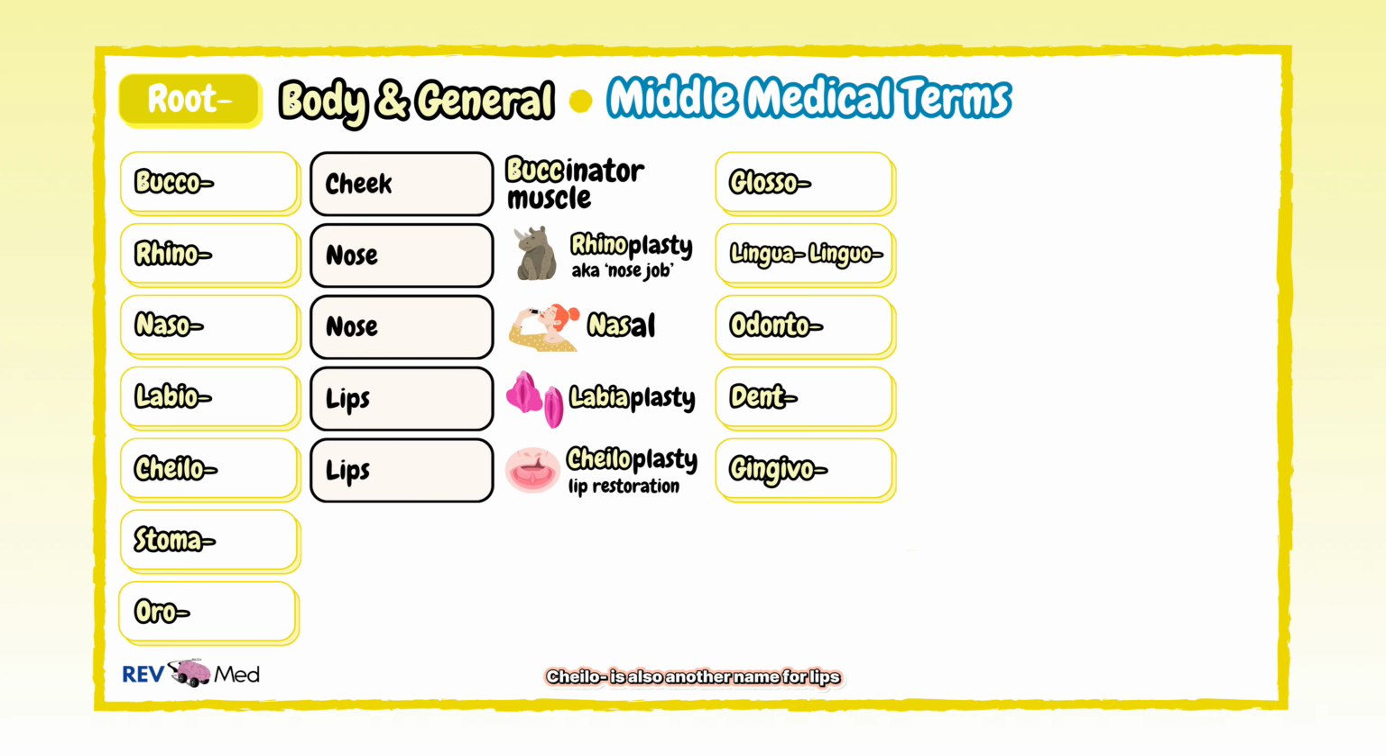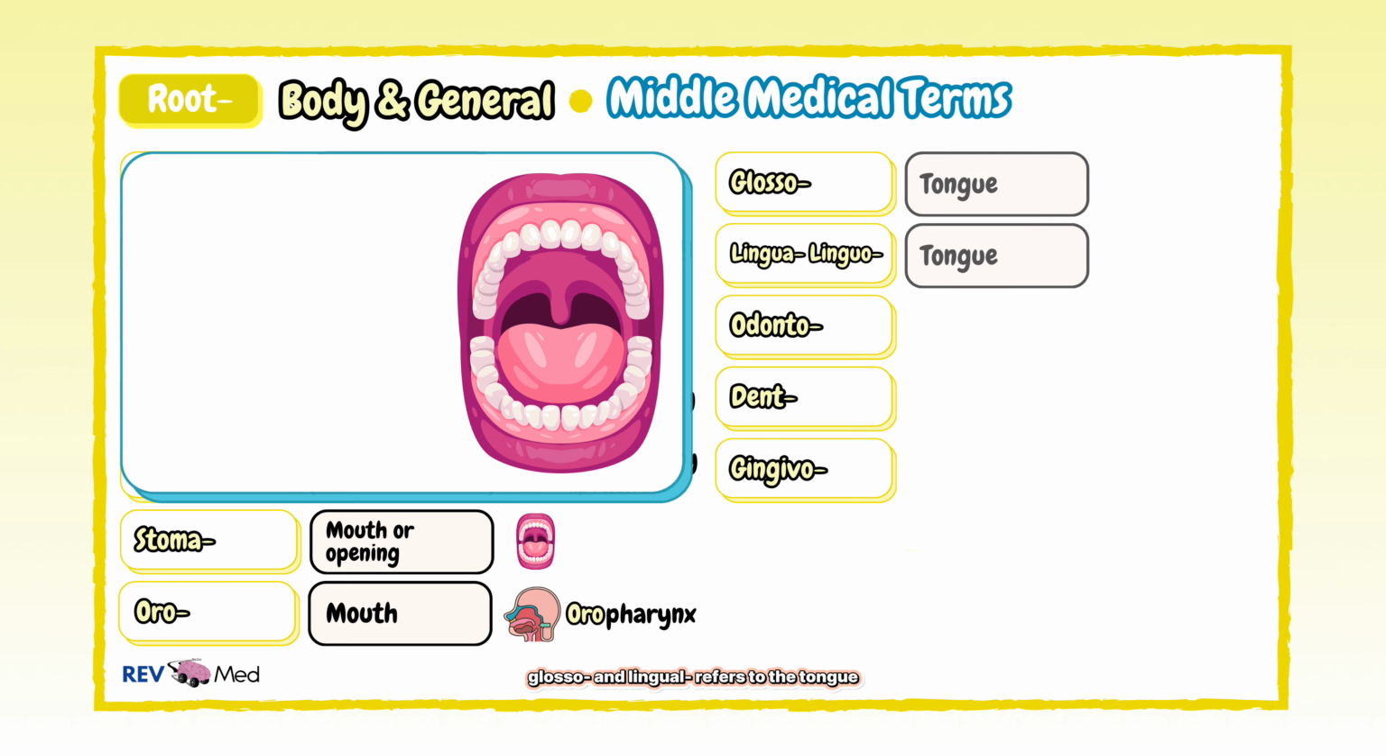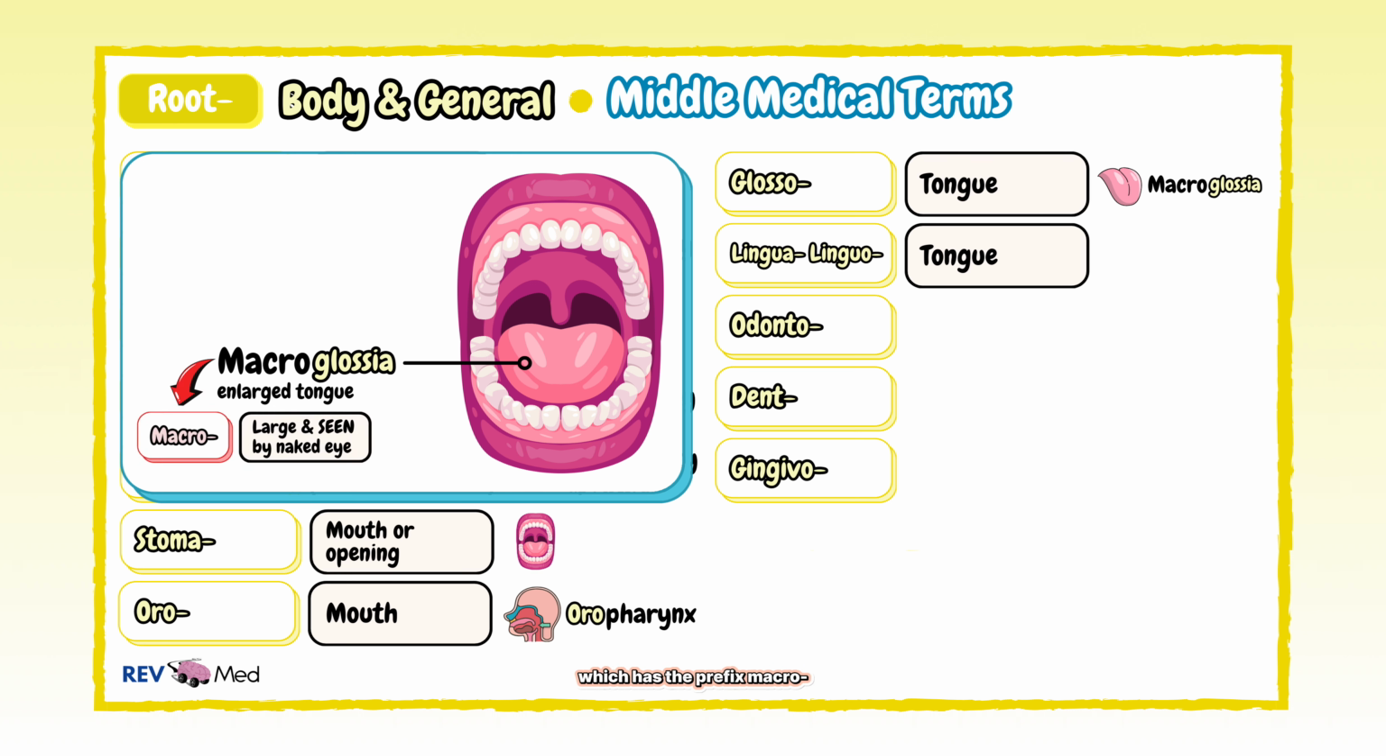Chilo is also another name for lips. You'll find this word used in the surgical procedure, cheiloplasty, for lip restoration. Think cleft palate repairs. Stomato refers to the mouth or opening. Oro is also for mouth, and you have the example oropharynx, which is a part of the pharynx that lies between the soft palate and the hyoid bone. Glosso and lingua refers to the tongue. We have the term macroglossia, which has the prefix macro, meaning large.